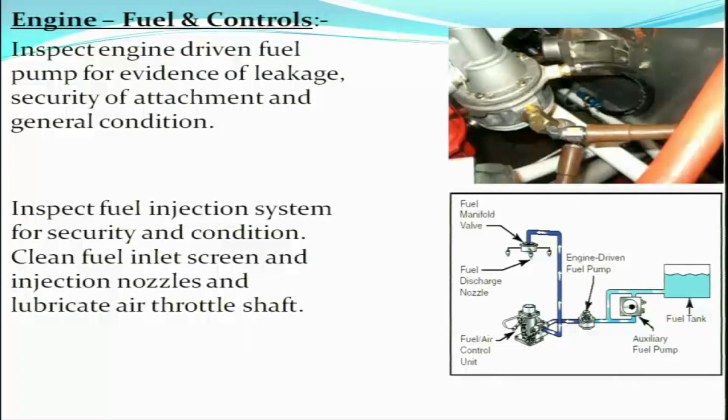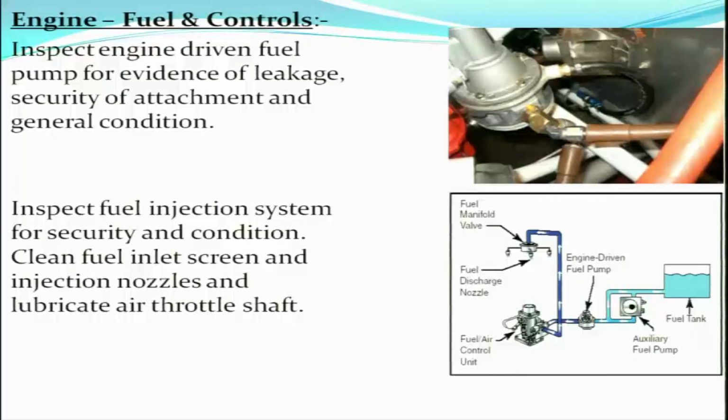Engine fuel and controls. Inspect the engine driven fuel pump for evidence of leakage, security of attachment and general condition. The engine driven fuel pump is also checked for any leakage, for security of attachment and general condition. The fuel injection system is checked for security and condition. So, the fuel injection system or the fuel air control unit or the fuel metering unit is checked for security of attachment and general condition. The fuel inlet screen in the unit is removed, cleaned and installed back. The injection nozzles are cleaned.